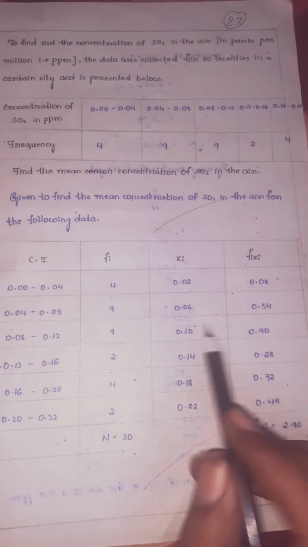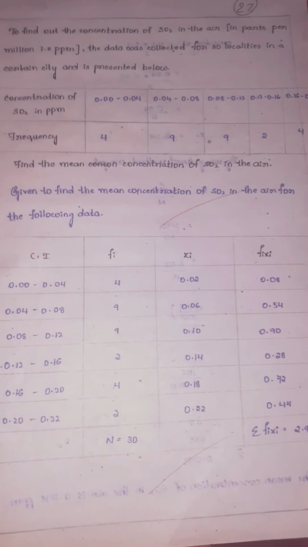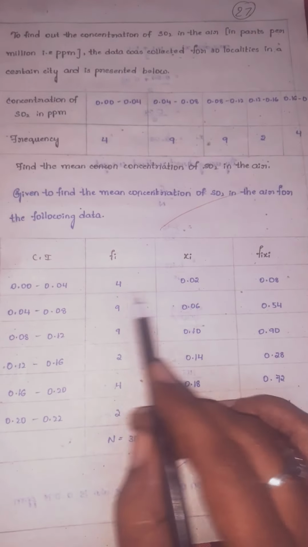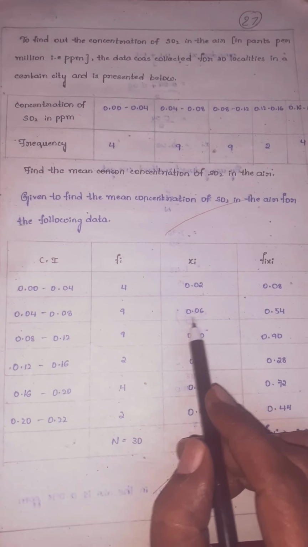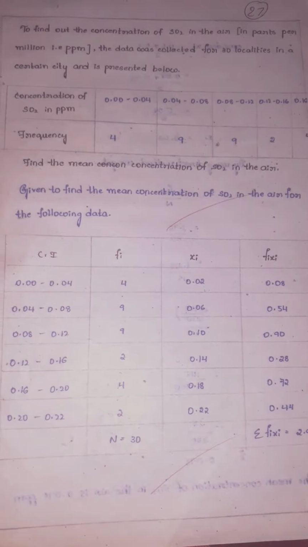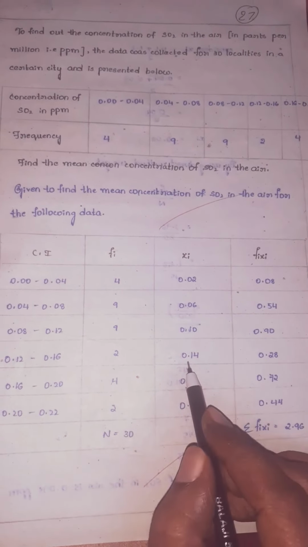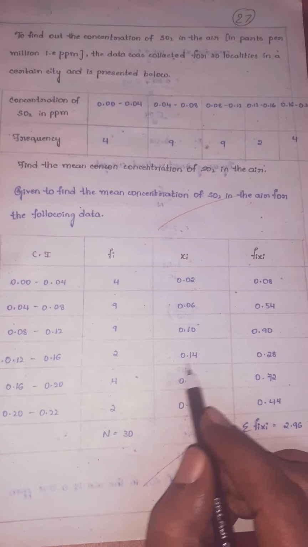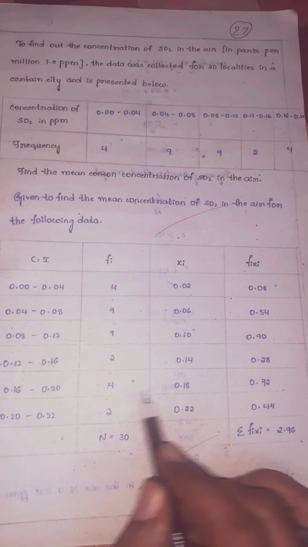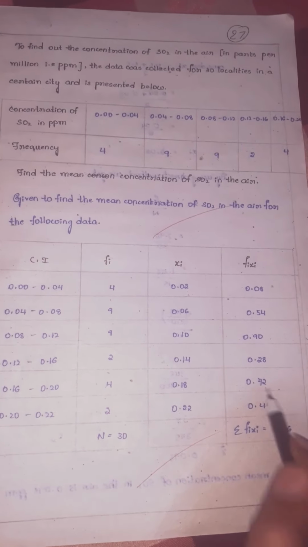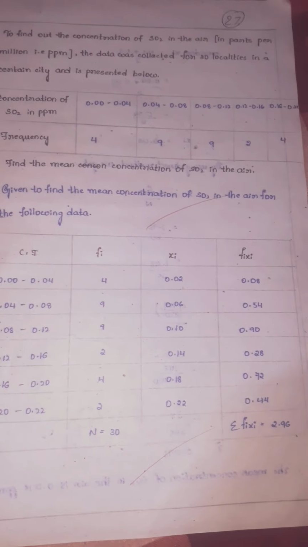So fi xi. 4 into 0.02 is 0.08, children. Why? Because 2 fours are 8. Next, 9 into 0.06 is 6 nines are 54, means 0.54. Next, 9 into 0.10 is 0.90. Next, 2 into 0.14 means 14 twos are 28, means 0.28. Next, 4 into 0.18, it means 18 fours are 72, means 0.72. Next, 2 into 0.22 is 22 twos are 44, means 0.44.